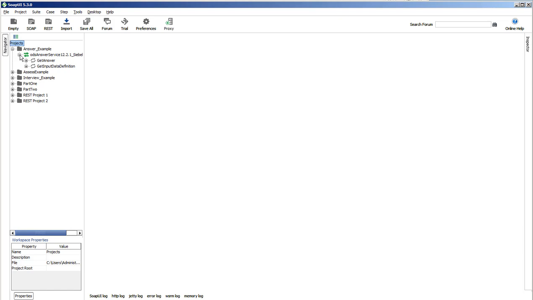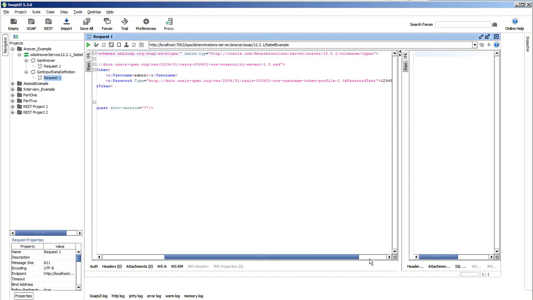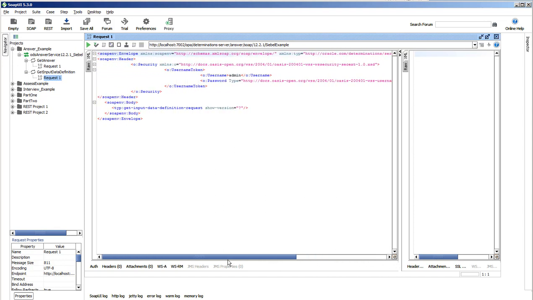You may remember the Answer service is only available in projects that have a data connection. So it's no great surprise that both of the services, both of the actions you can see here, are in some way related to the data requirements of the project. I'm using the first one, which is get input data definition.